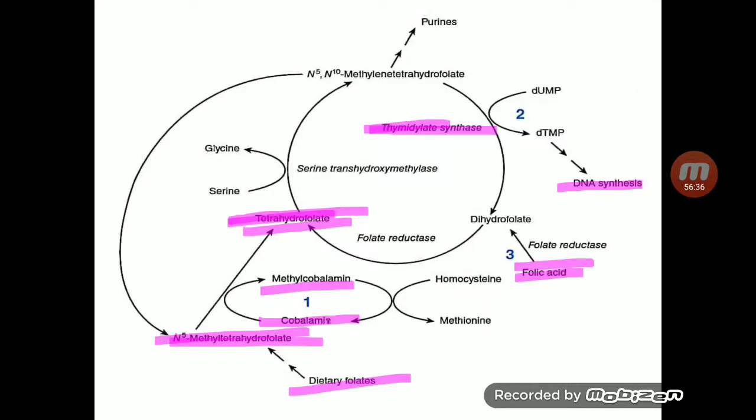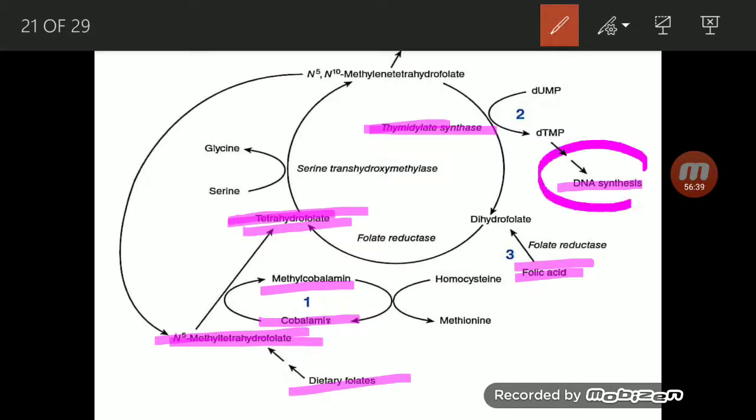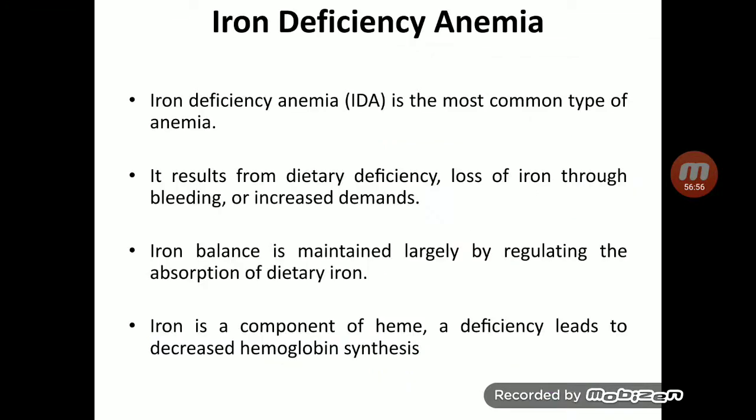So any deficiency of this is going to disrupt your normal DNA synthesis. If your DNA synthesis is disrupted, there will be no normal maturation of your nucleus. There will be no normal production of your RBC as well. So well matured RBC is not produced, because of which you again get megaloblastic anemia.